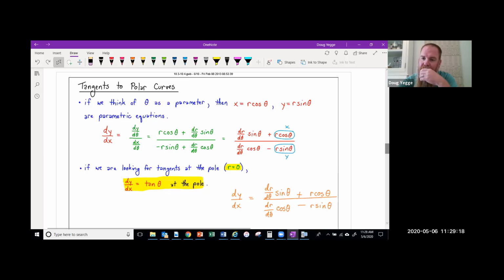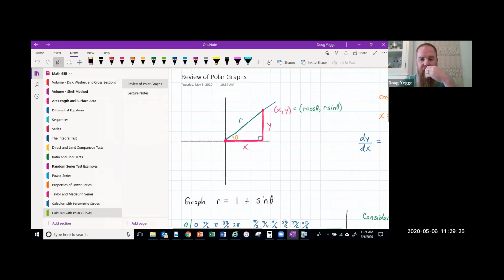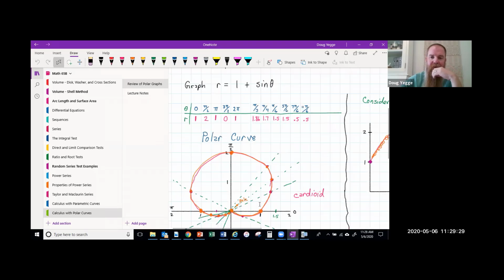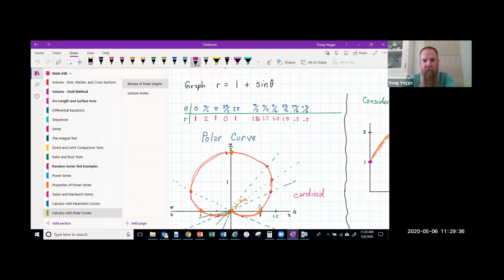So what I would like you to do then is remember that equation that we just did back here. Okay, r equals 1 plus sine theta. What I'd like you to do is find the slope of the tangent line at pi over 3. So why don't you find the slope of the tangent line at pi over 3? Which really just means find this slope right here.